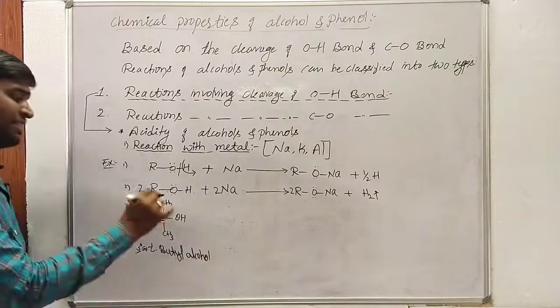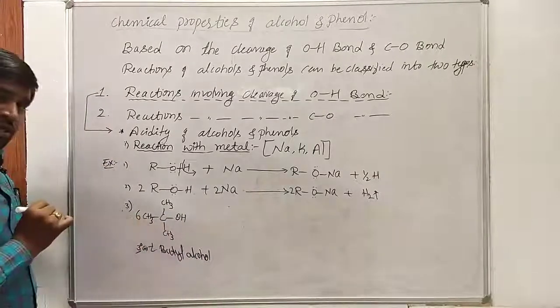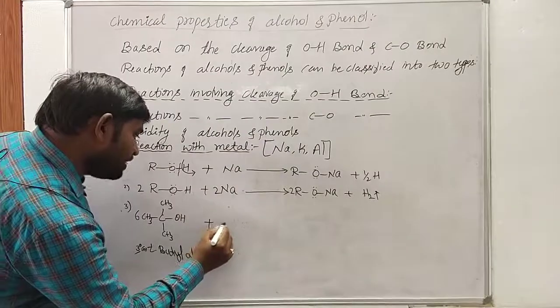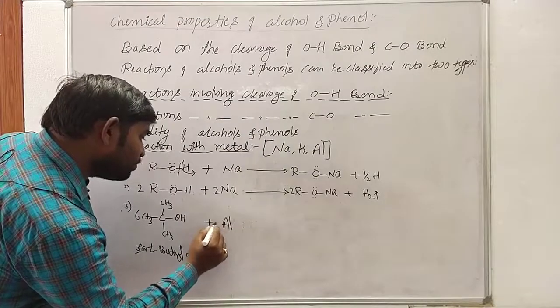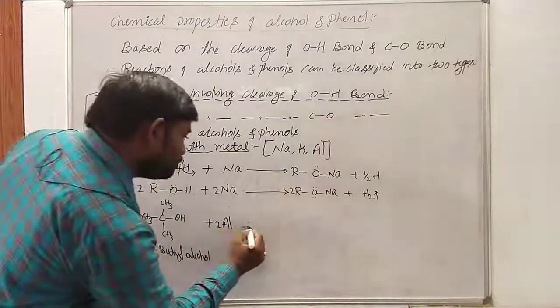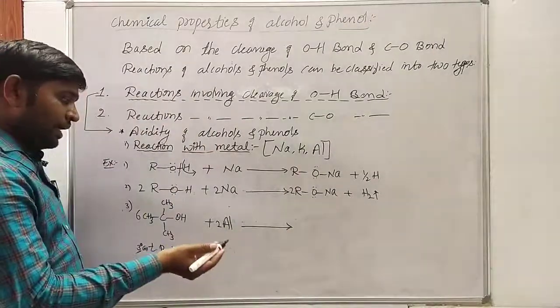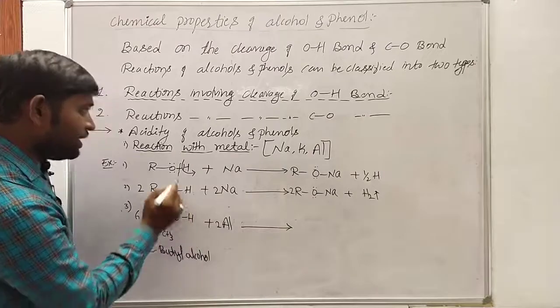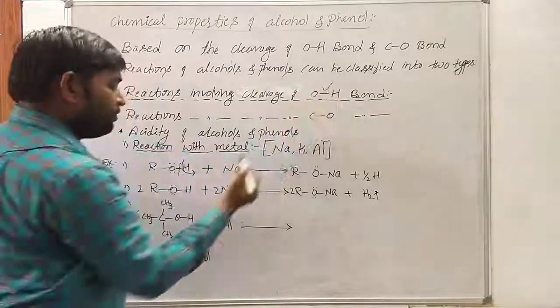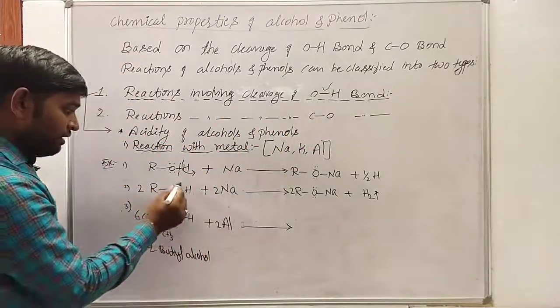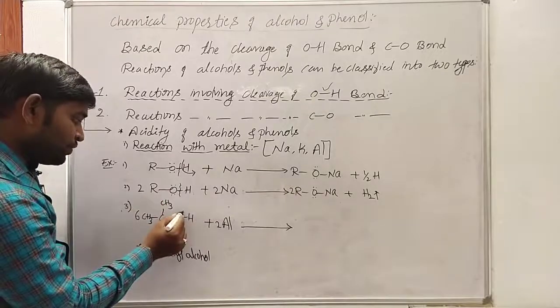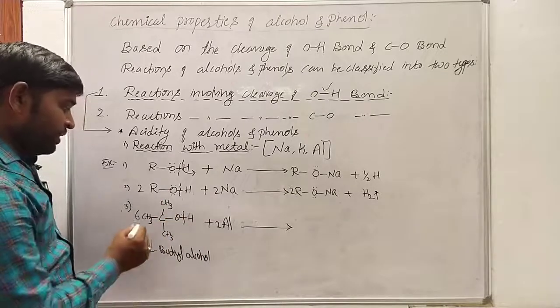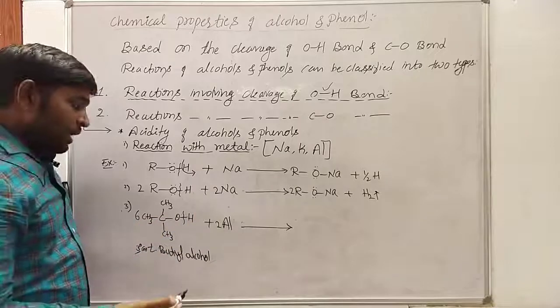So when six molecules of tertiary butyl alcohol react with two atoms of aluminium, that leads to the formation of alkoxide. First, the cleavage of the O-H bond takes place. In all these reactions, only the cleavage of the O-H bond takes place. Here also the O-H bond is cleaved, and six hydrogens will be liberated.